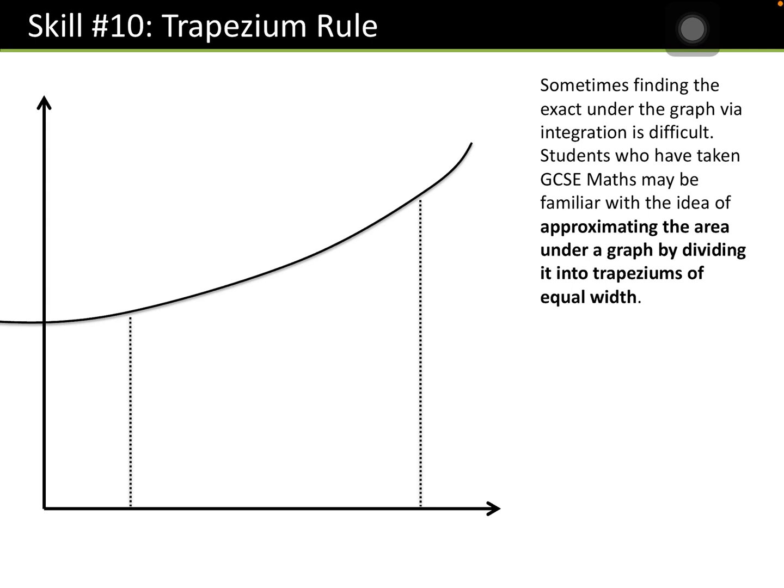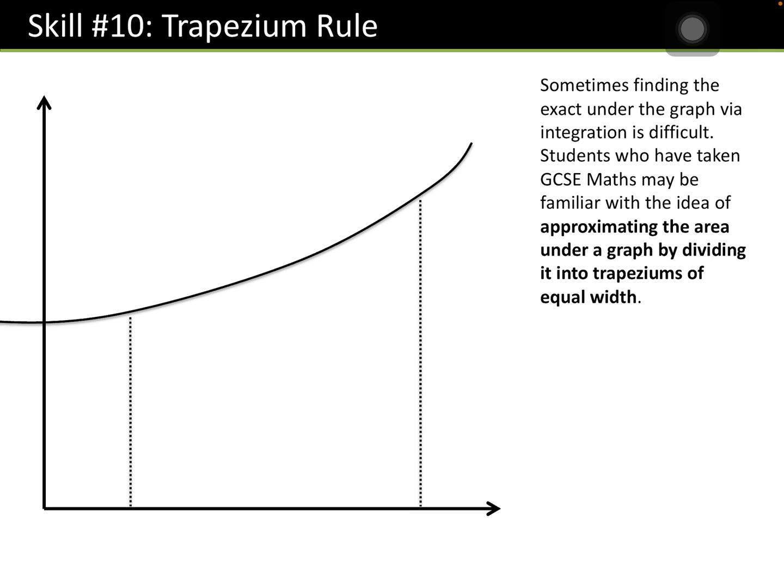So the next part of integration we need to look at is the trapezium rule. Now, sometimes finding the exact area under a curve is difficult using integration, depending on what the function is. Some of you will have done the trapezium rule at GCSE, and some of you won't, depending on what exam board you did. The trapezium rule basically gives us a way of approximating the area under a curve.